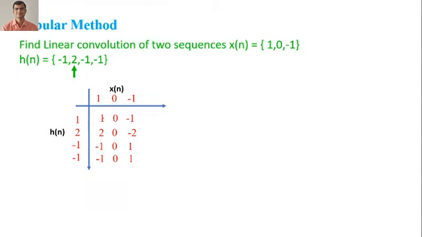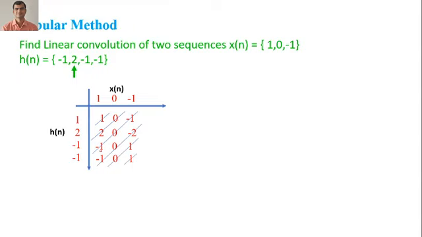Now we have to add diagonally. First we add these samples. So here it is 1, then 2 and 0 added, it becomes 2. You add, it becomes 1. You add, it becomes minus 2. Minus 1 and minus 1, it becomes minus 2. You add, it becomes minus 3. You add, it becomes 1. You add, it becomes 1.